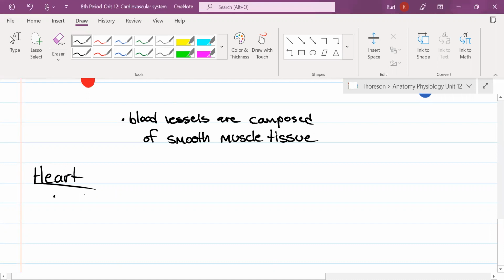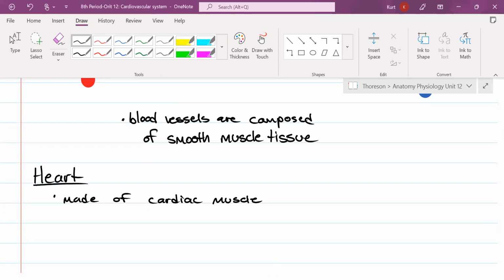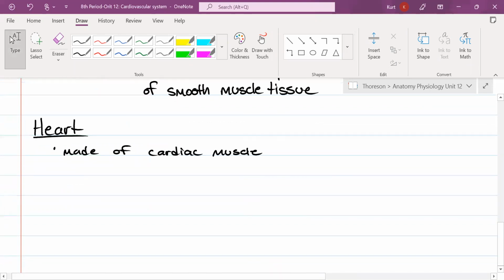Your heart is made of cardiac muscle. It is the only structure in your entire body that has cardiac muscle. That's it. That's the only place, your heart. Your heart has 4 chambers.